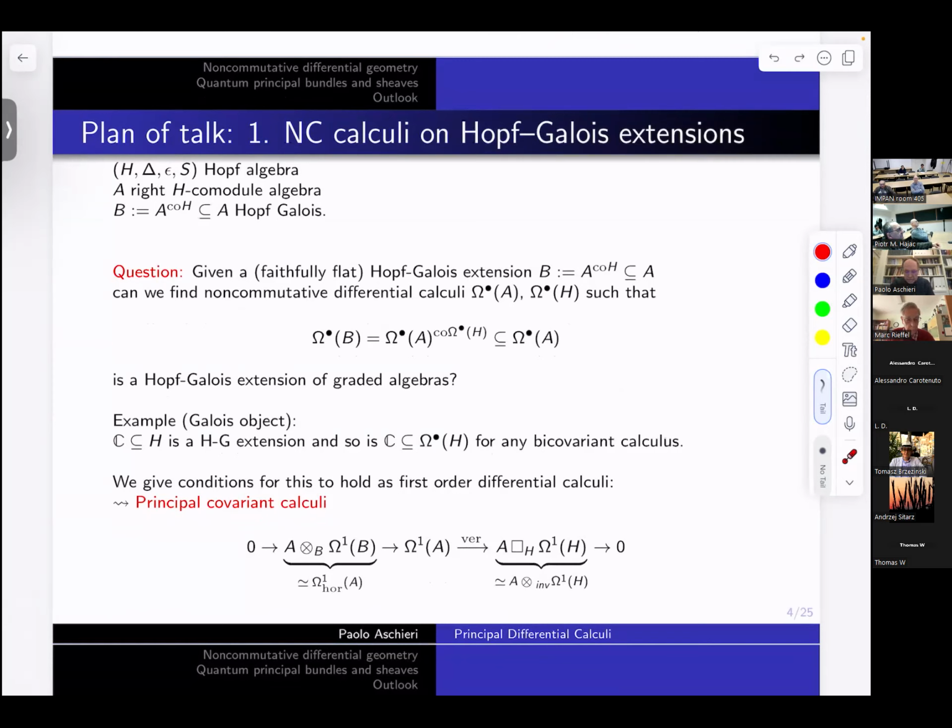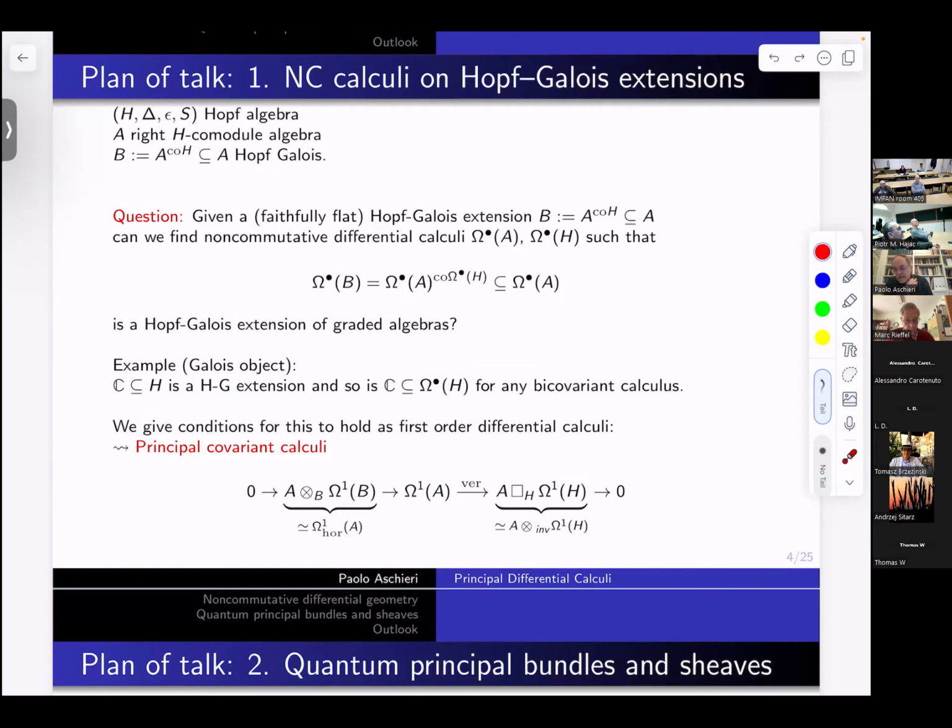Take a Hopf-Galois extension. Take a differential calculus on the base space algebra, a differential calculus on the total space algebra, and a differential calculus on the structure group algebra. Okay, so these are the corresponding exterior algebras. Now, in some cases, this is itself a Hopf algebra, and it's then natural to ask whether there is a corresponding graded version of the Galois extension of algebras, of graded algebras.